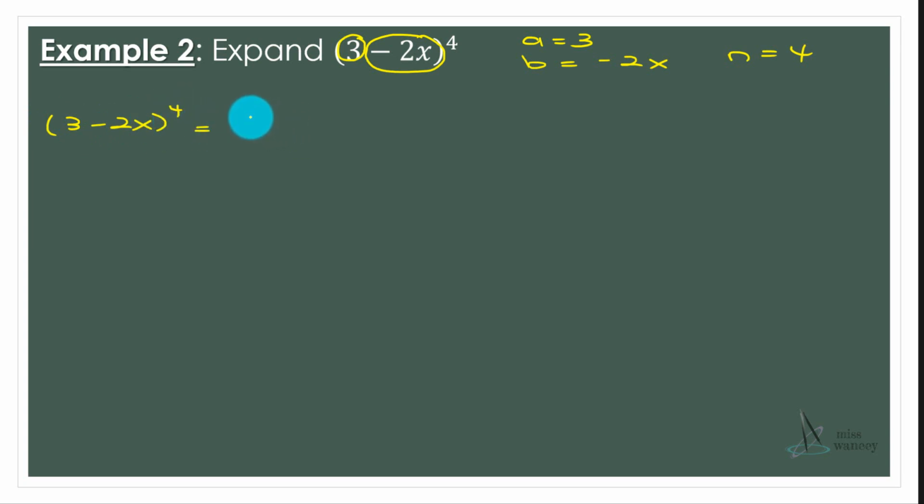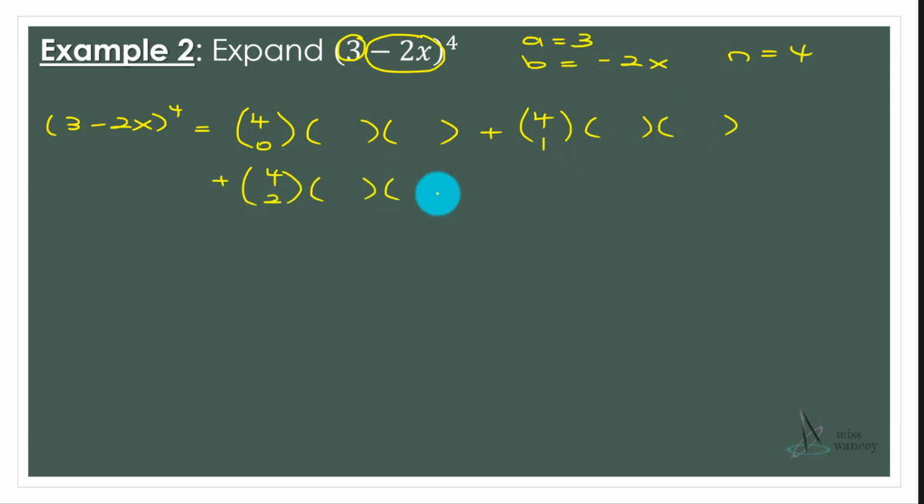Okay, so let us start with nC0. So 4C0, and then another 2 brackets for the a and the b. Plus 4C1, another 2 brackets for the a and the b. Plus 4C2, another 2 brackets for the a and the b, for 4C3, and then we will stop whenever we reach the same value, 4C4, and then 2 brackets.